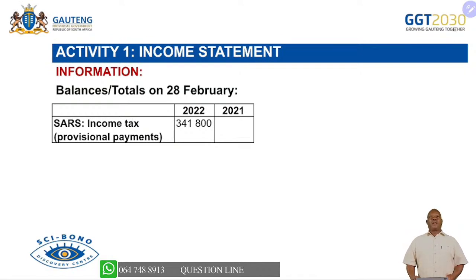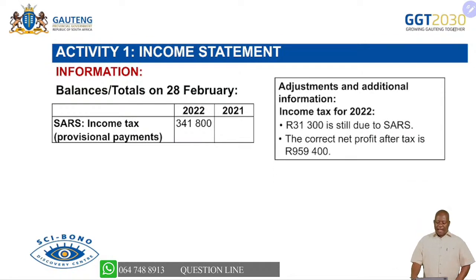So let's check according to the information provided. They're saying the business is still owing SARS. We already paid them 341,800, but we are still owing them. What does that mean? It means the assessment gave us a figure more than what we have paid. That's the only explanation. If the assessment for SARS is giving us a tax figure more than 341, it means we are still owing SARS. So how much was the tax for the year?